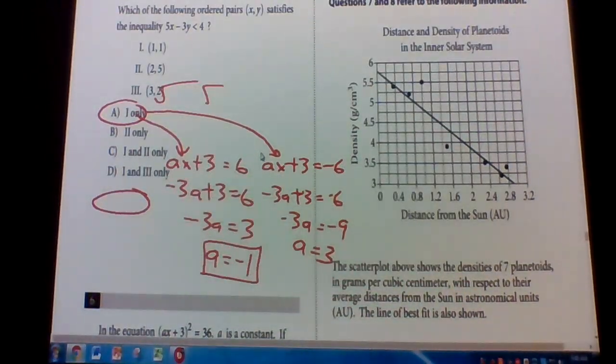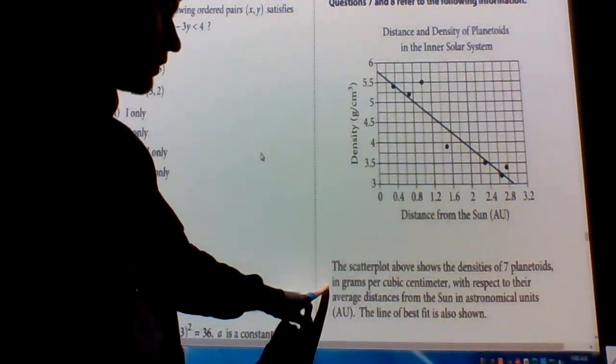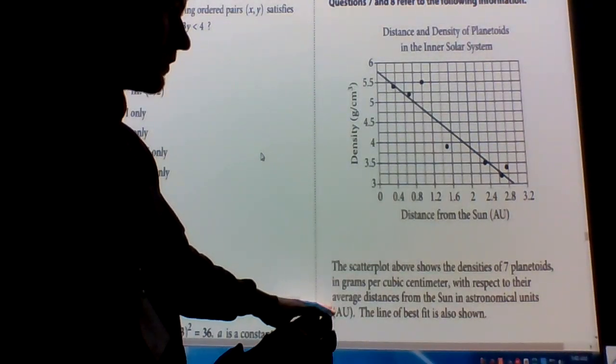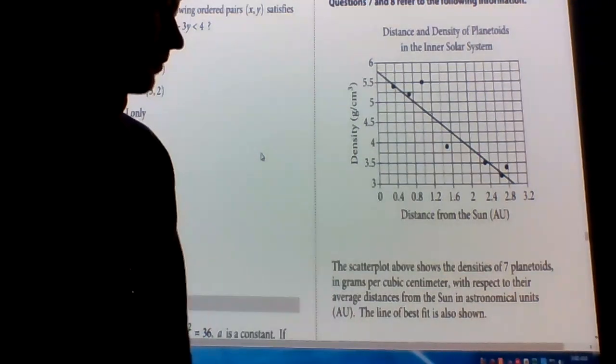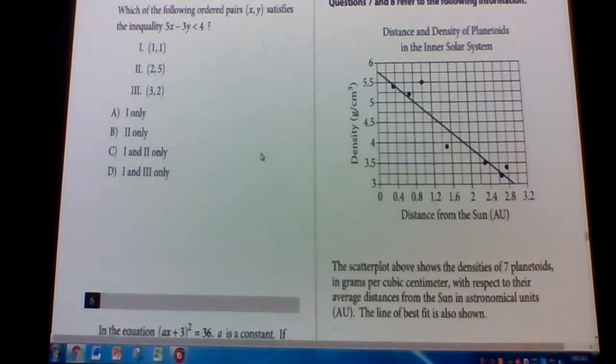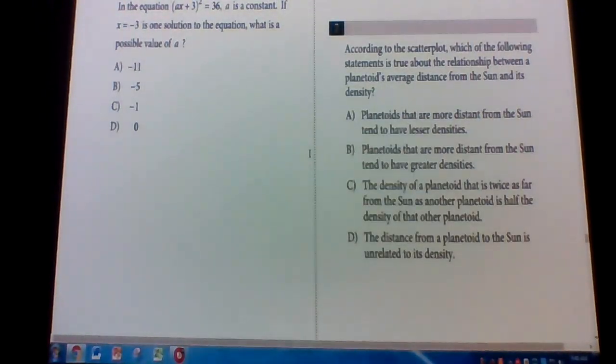For 7 and 8, we want to refer to the information from the scatter plot. The scatter plot above shows the densities of 7 planetoids in grams per cubic centimeter with respect to their average distances from the sun in astronomical units, AU, and the line of best fit is also shown. So let's read question 7 here. According to the scatter plot, which of the following statements is true about the relationship between the planetoid's average distance from the sun and density.